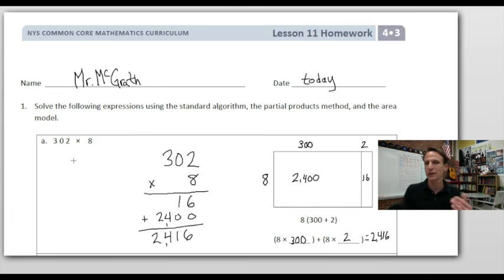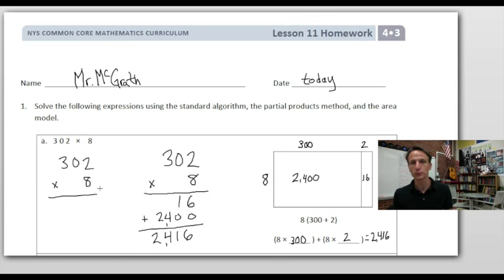So now that will make the standard algorithm even easier to do. Again, we're going to write 302 times 8, but we'll do one thing slightly differently. We'll regroup instead of writing out separate partial products. So remember, when we're doing the standard algorithm, we can just look at it as 8 times 2, 8 times 0, 8 times 3, and we don't have to be as concerned with place value, although we still have to line them up right. Watch, you'll see.